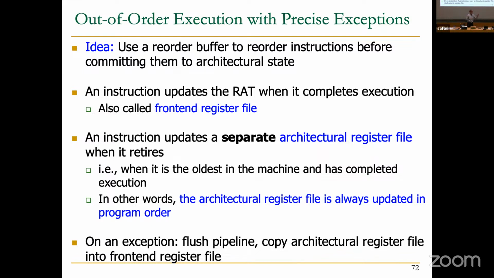Okay? And whenever there's an exception, you need to synchronize the architectural register file with the front-end register file. The front-end register file is speculative because lots of instructions are in the machine, but you're flushing the machine. So basically take the architectural content of the register file and put it into the front end. So it's a basic simple copy, plus the flush of the machine, of course.